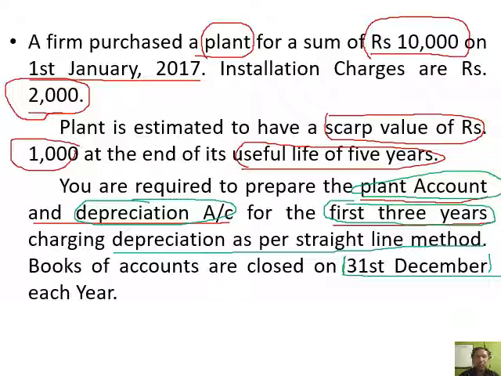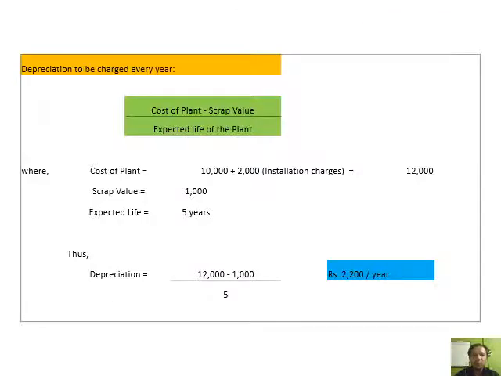Now at the very beginning we will try to calculate the amount of depreciation that is to be charged every year on that particular plant. So we will go for a calculation here. Depreciation to be charged every year. So how much depreciation will be charged every year? The formula of that depreciation is: cost of plant, that means the price at which the plant is purchased, minus scrap value, divided by expected life of the plant.